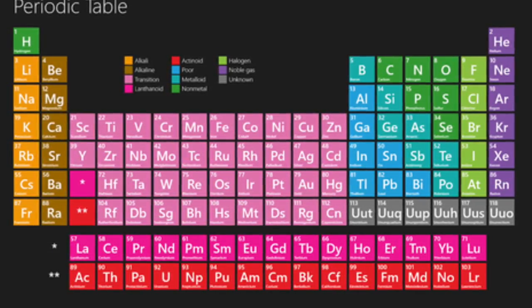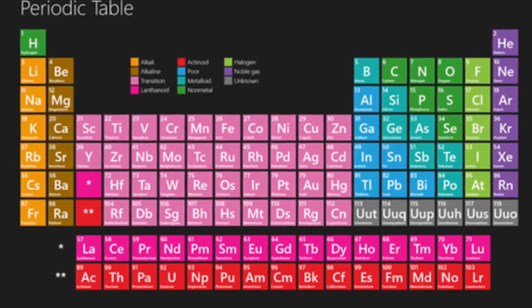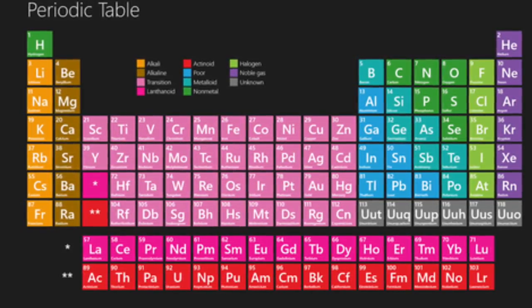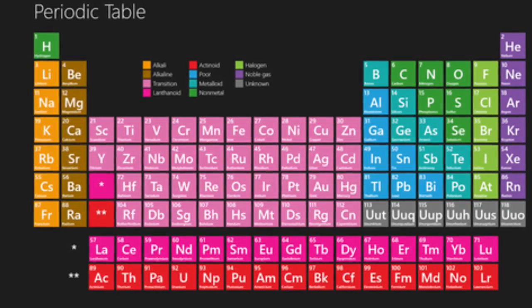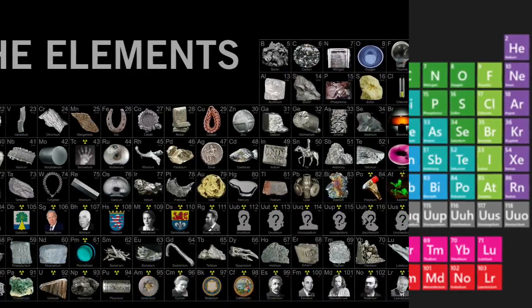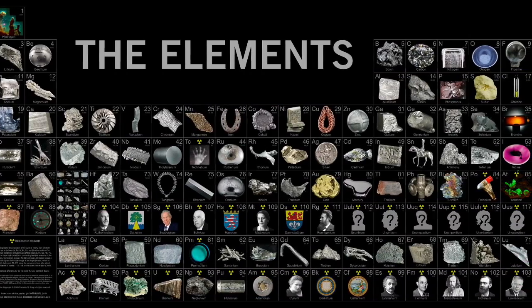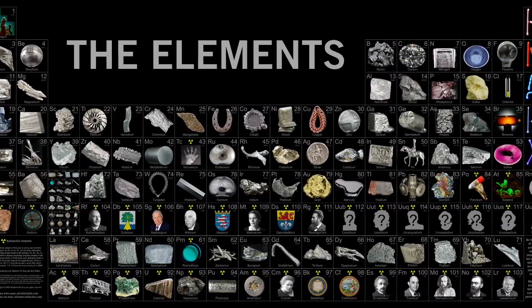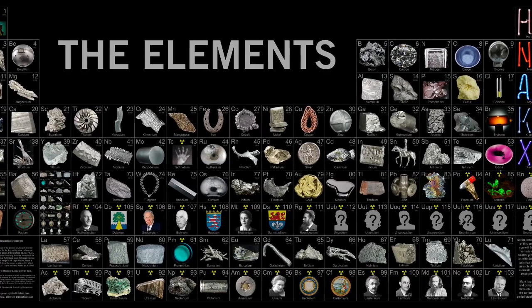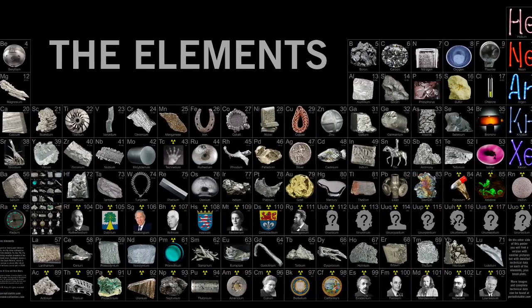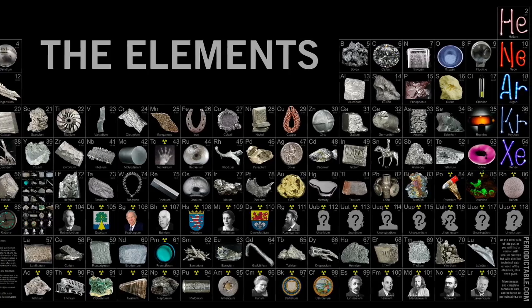But how do we classify this? Well, we use the periodic table of elements to classify the different types of atoms. Elements are substances that cannot be further broken down into other substances. The periodic table of elements organizes these elements by atomic numbers.